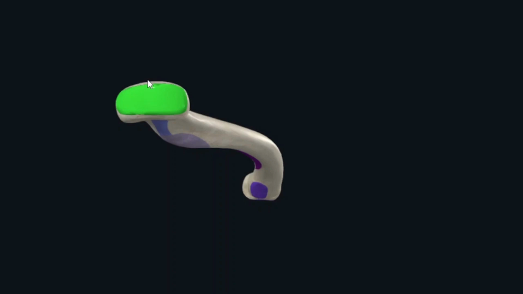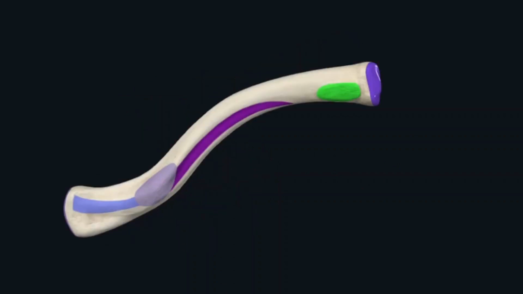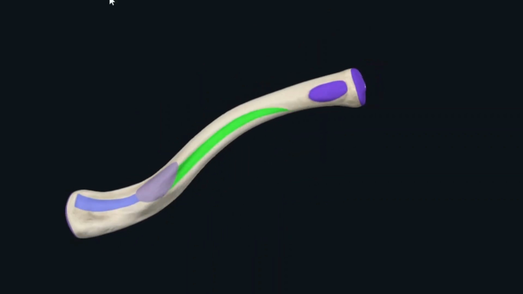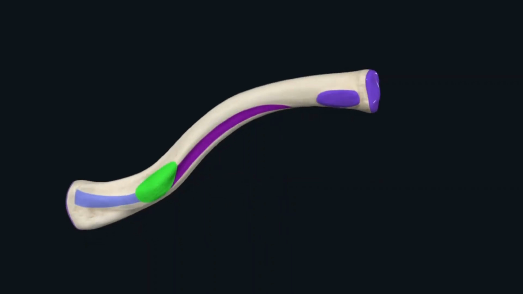The second landmark of the clavicle is the sternal articular surface. The third one is the oval impression for the costoclavicular ligament. The fourth one is the groove for the subclavius muscle, where the subclavius muscle attaches. Another landmark is the conoid tubercle. Conoid tubercle provides an attachment site for the conoid ligament.